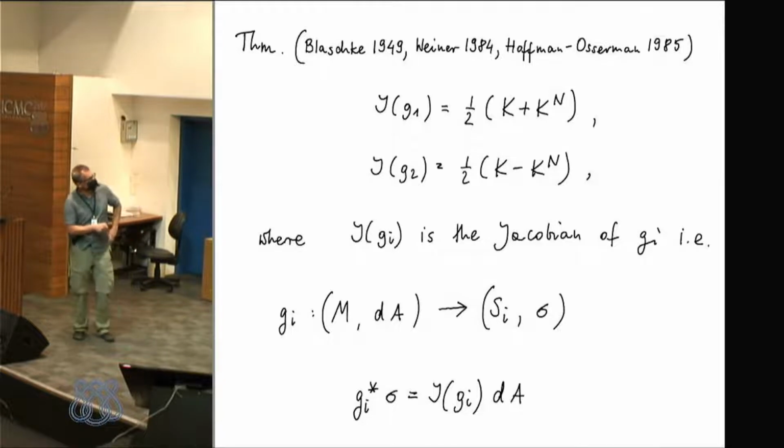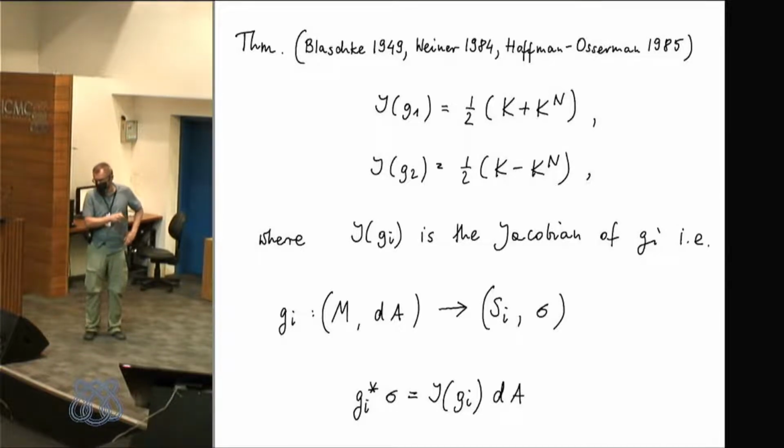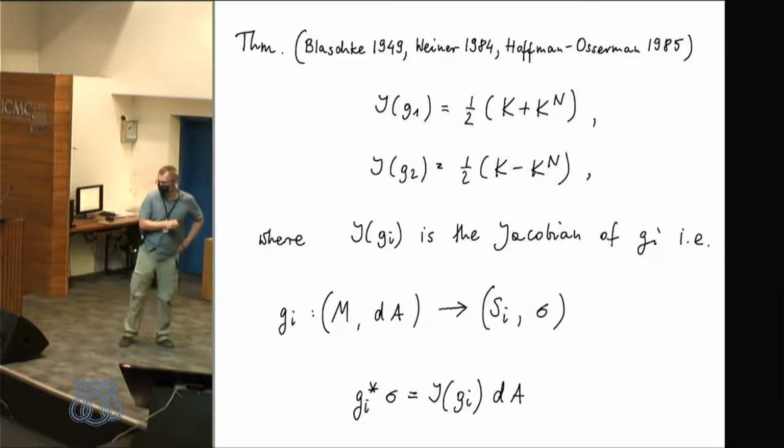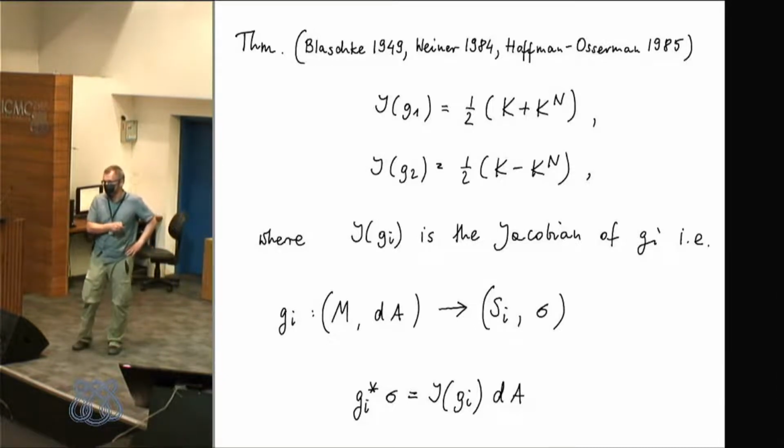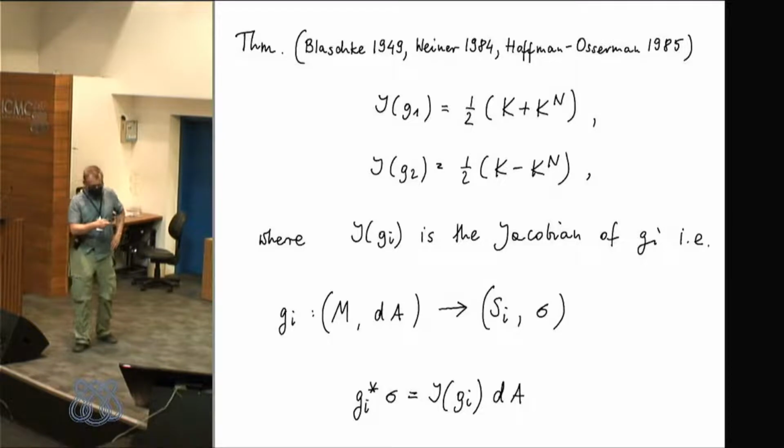And then you see what can be obtained in this way, and this was obtained by Blaschke, by Weiner and Hoffmann-Osserman, that the Jacobian of G1 is just 1/2 of the Gaussian curvature plus the normal curvature, and the Jacobian of G2 is 1/2 of the Gaussian curvature minus the normal curvature. Okay, so we know the singular sets of G1 and G2.